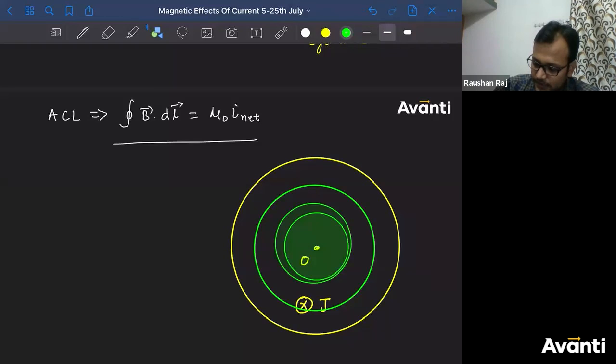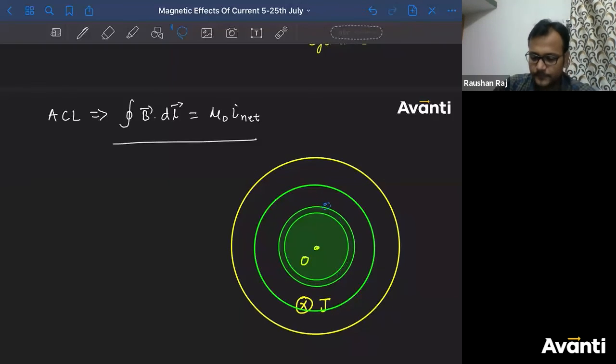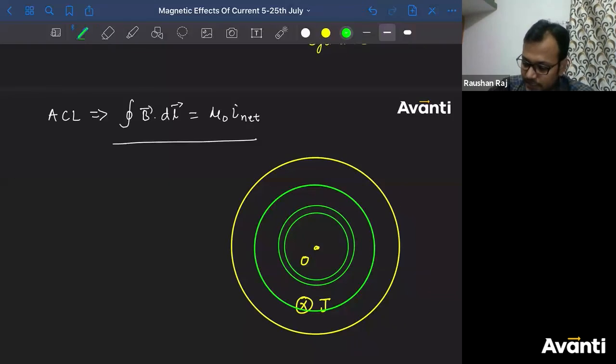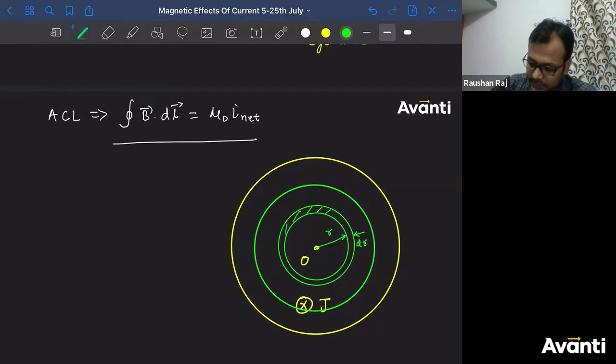So this is the ring I am talking about. Okay, children. Now let me consider the radius of this as small r and the thickness of this as dr. And this is that shaded portion I am talking about.